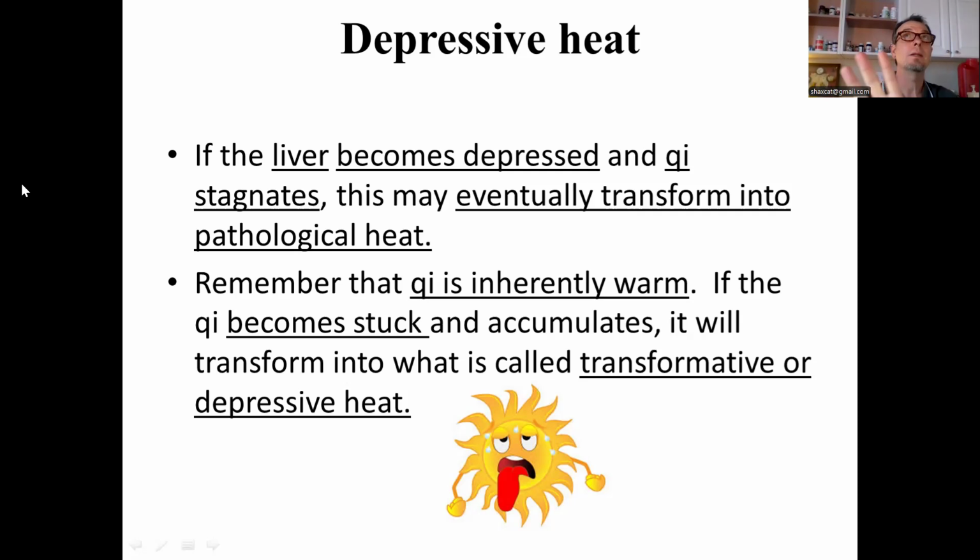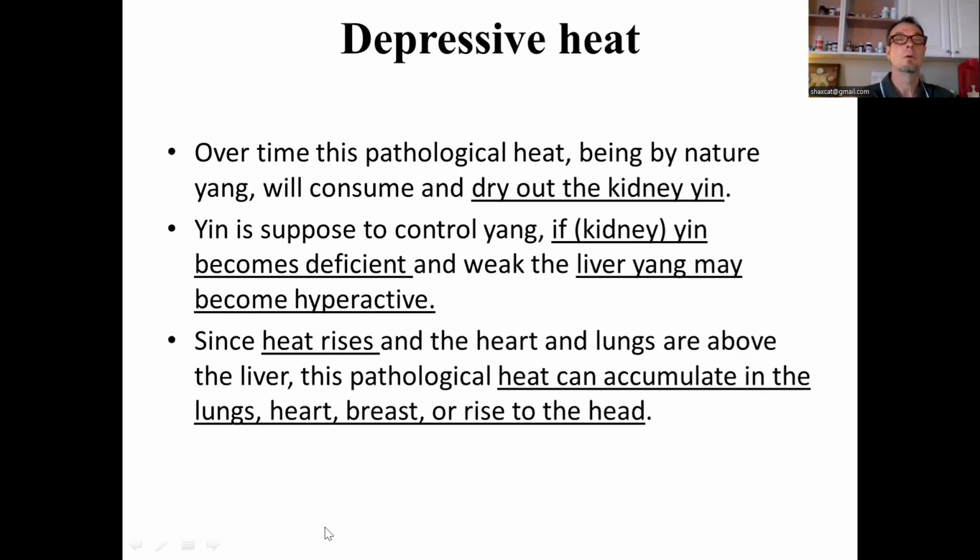Not in this lecture series, but in another lecture series, I think it was Who's on What Team, we talk about transformative heat or depressive heat. We talk about liver heat and all the different things that it attacks, because it likes to get hot and then attack other things. So check that out if you haven't seen it yet. It's a good video. Hold on, let me get these things going. There we go. Depressive heat.